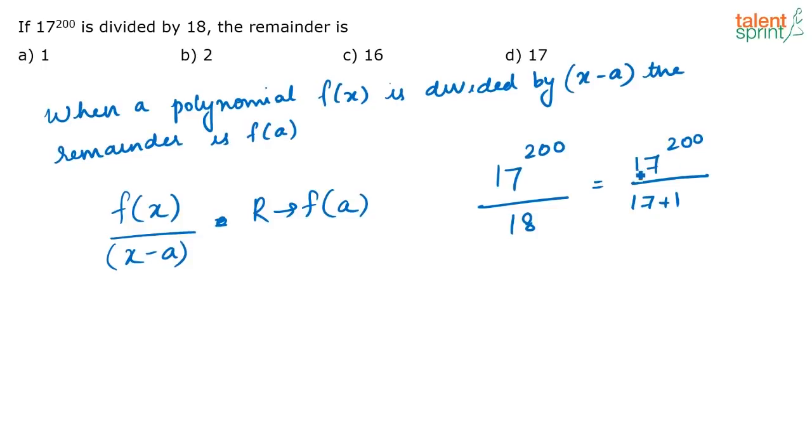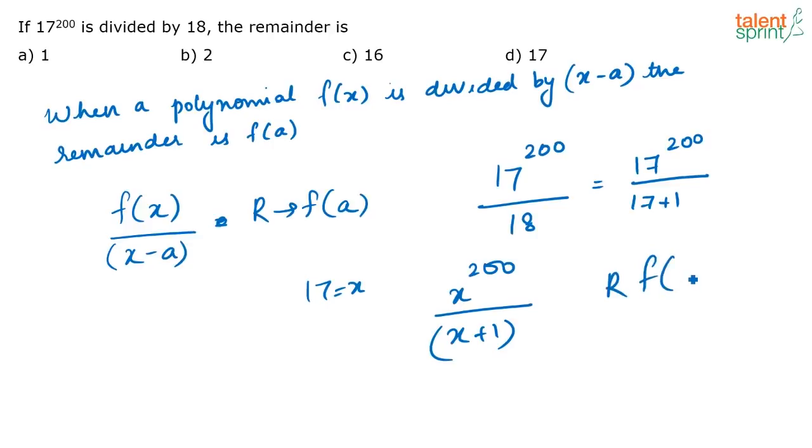Okay, so I am just writing this as 17 to the power 200 by 17 plus 1. If I take 17 is equal to x, what am I getting? I am getting x to the power 200 divided by x plus 1, right? So basically this is a polynomial f of x, I am dividing it by some x minus a, correct? So what is my remainder going to be? My remainder is going to be f of a.